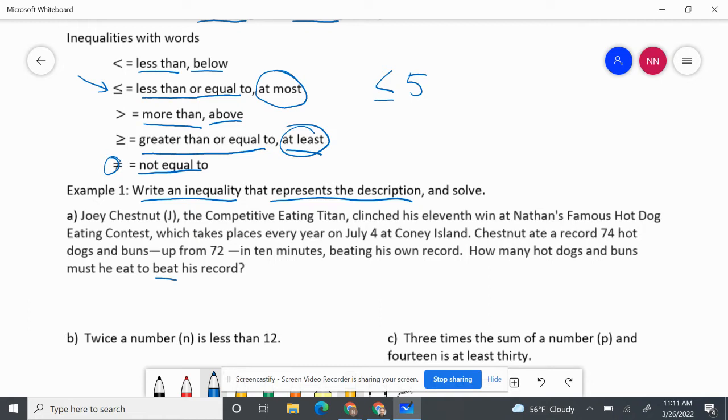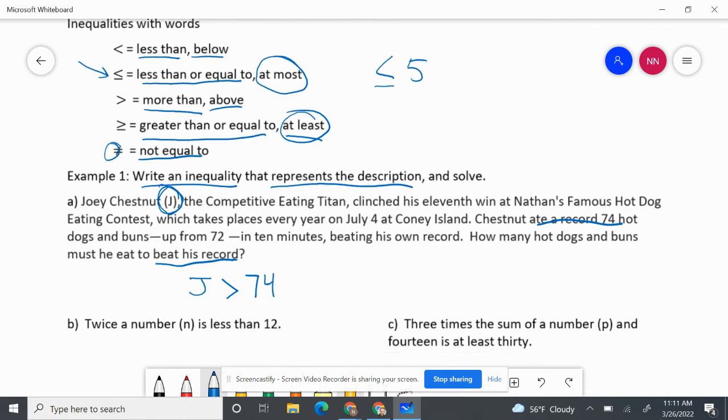Now, notice it says beat his record. He doesn't want to tie his record. He doesn't want to do less than his record. He needs to beat his record. Notice they're telling us the specific variable, so we're using the letter J, and he wants to beat it. That means it has to be more than. His current record is 74, so we're going to put 74. And that's how we're going to write our inequality.